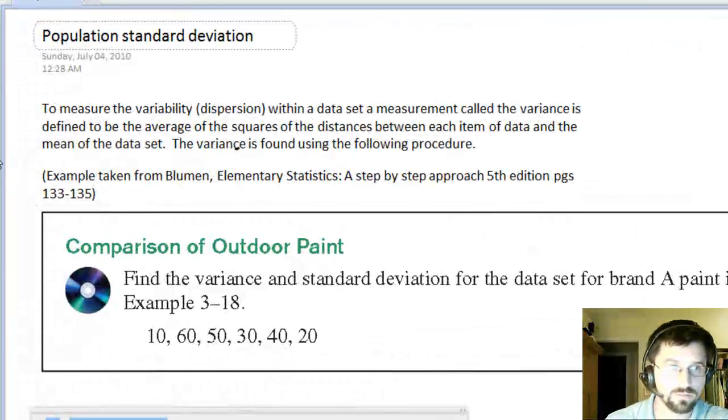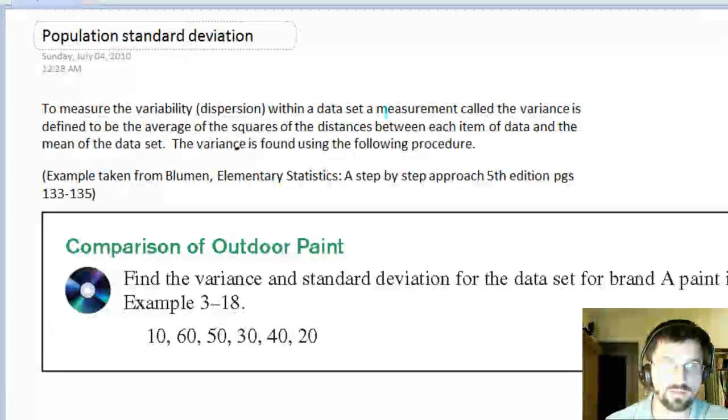To measure the variability, or dispersion, within a data set, a measurement called the variance is defined to be the average of the squares of the distances between each item of data and the mean of the data set. So it's the average of the squares of the distances.